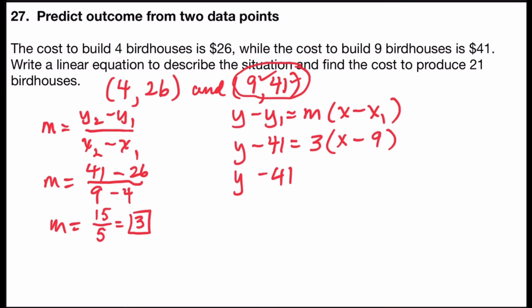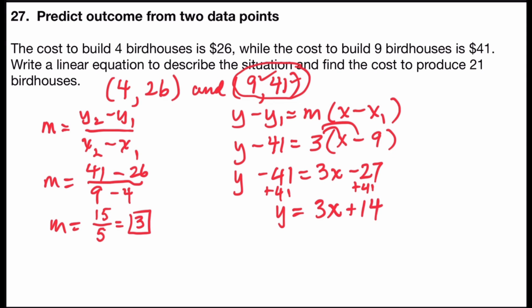y minus 41 equals, there's a distributive property, 3 times x is 3x, and 3 times negative 9 is negative 27. Now I'll add 41 to both sides in order for it to say y equals 3x plus negative 27 plus 41 is 14. So remember, they want to find the cost to produce 21 birdhouses.